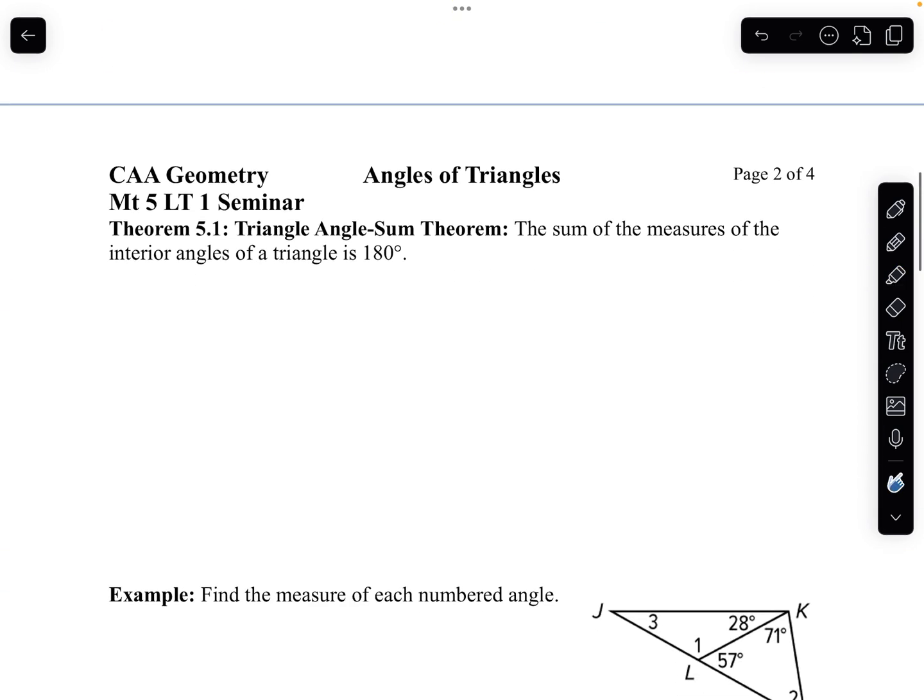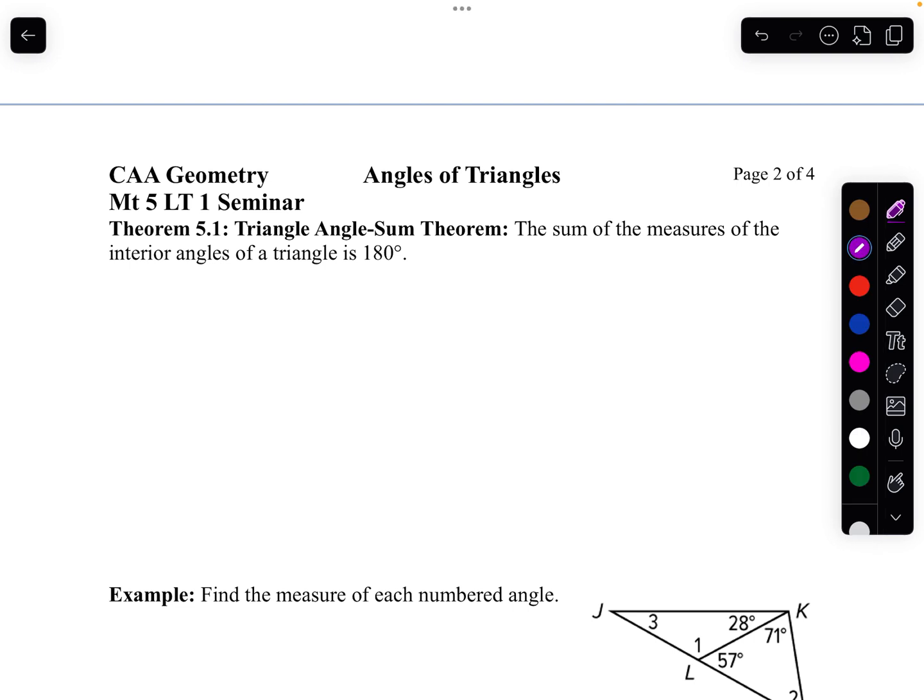Our first proof, the triangle angle sum theorem. You probably know this one without knowing the proof. What we know is that no matter what kind of triangle we have, the sum is 180 degrees. Well, let's do the proof of that. So here's what we're going to do. I'm going to draw a triangle, any triangle, doesn't matter what it is. I'm going to label my angles 1, 2, and 3.